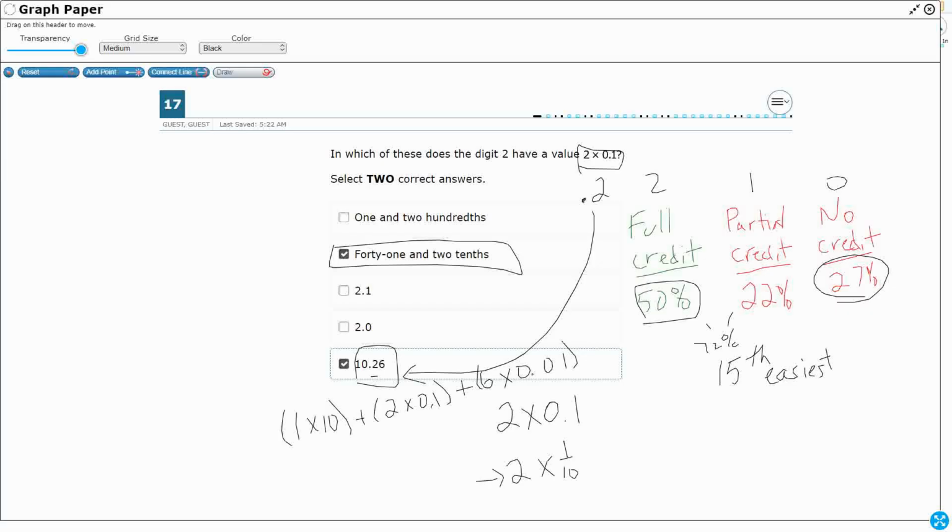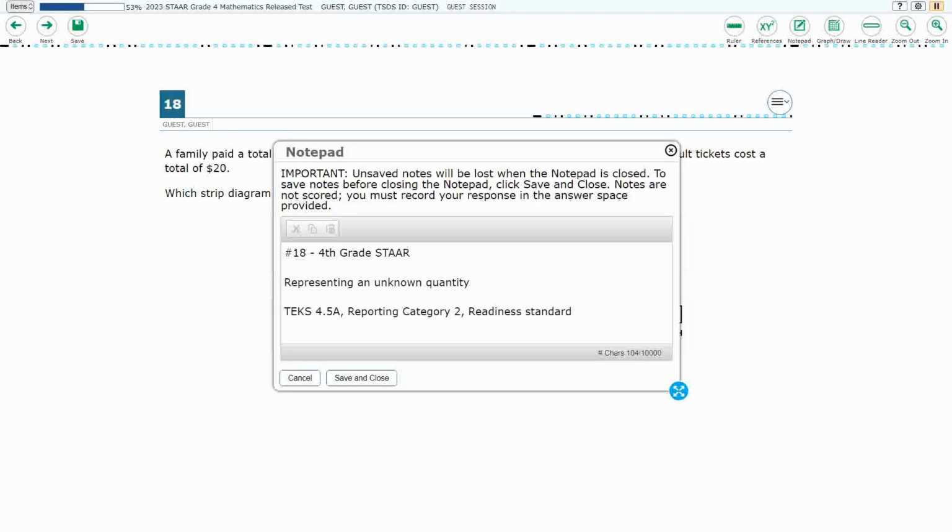And then obviously, I think what made it much more challenging is trying to convert these two word forms into decimals. So we need to add that in there as well. How do we convert that word form into a decimal form so that we can easily recognize what the place values are? For number 18, we are representing an unknown quantity.